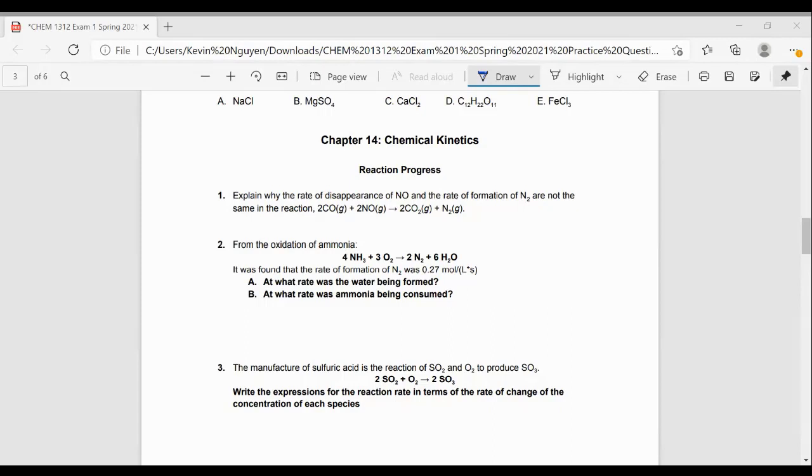So the rates are going to be dependent on the coefficients within the equation. Just comparing what you are interested in, in this case NO and N2, looking at their coefficients is basically going to tell you why the rates are different and, comparatively, approximately how much faster or slower it is. Any questions on number 1?